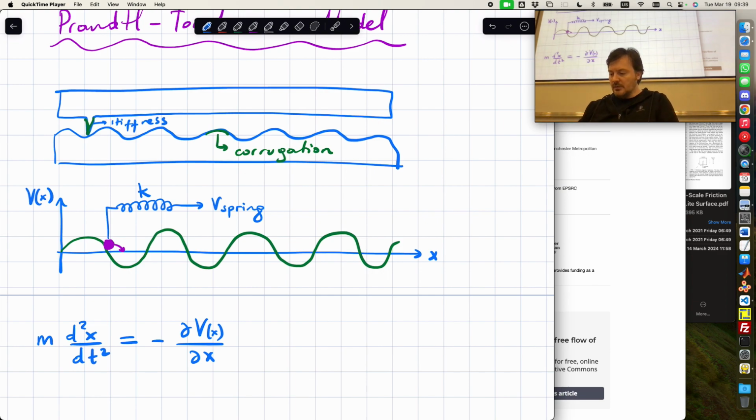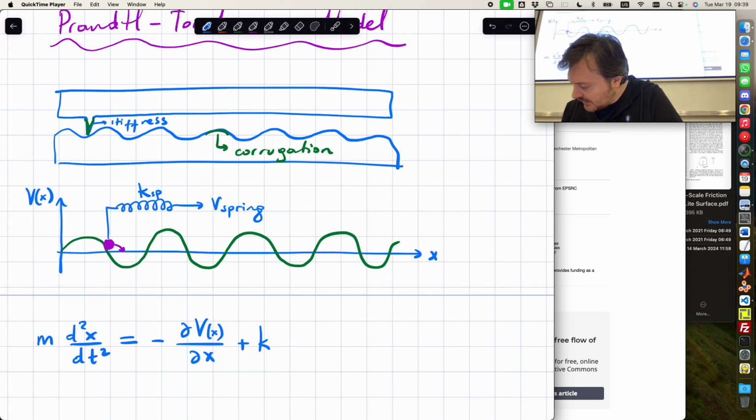This is the force, right? Negative derivative of potential is force. Do you agree with that? This is external force. Then we have plus K spring times V spring times time minus X.